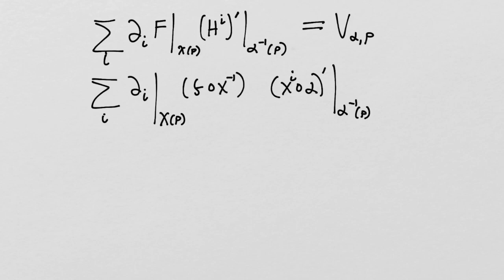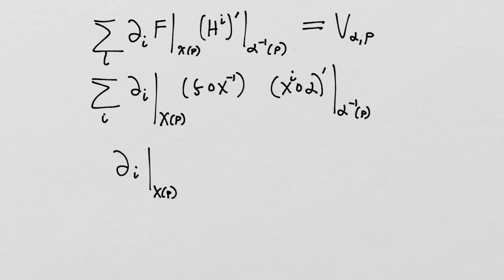Well, let's first define it, right? Let's define the following operator. Let's define this object, partial i at x of p. That's going to be defined as, well, it's a map, right?